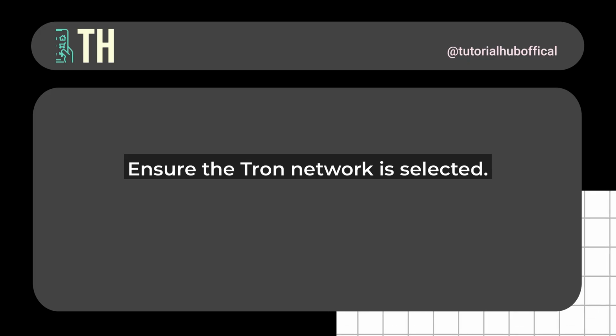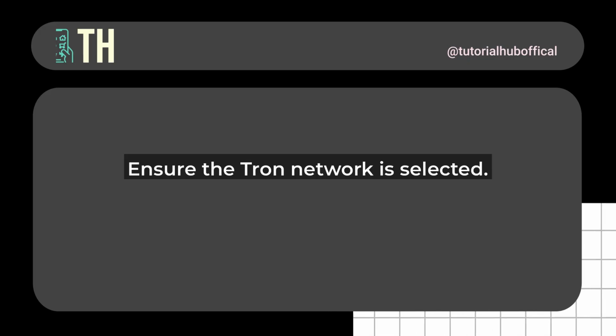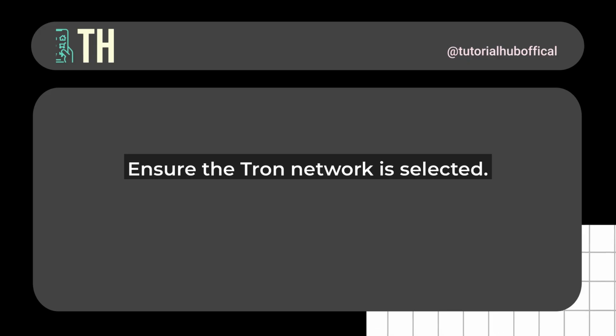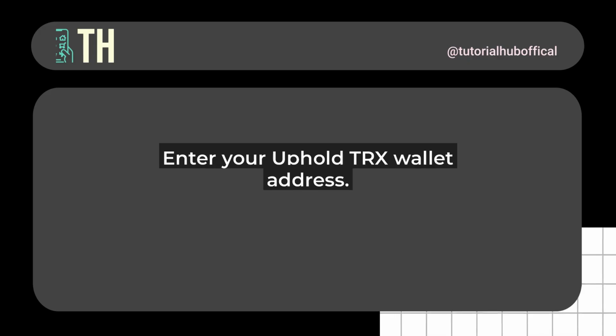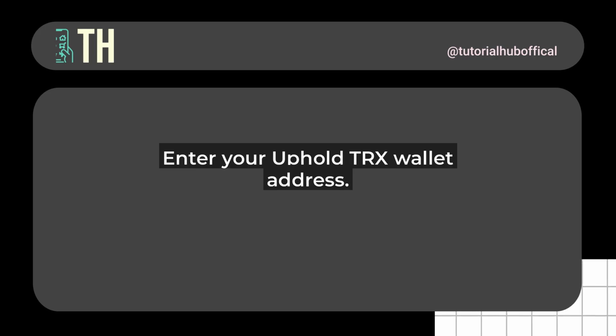Now, enter the Uphold wallet address where you want to send your TRX. You can find this in your Uphold account under the TRX wallet section. Double-check the address for accuracy. It's a good idea to copy and paste it directly to avoid any typos. Then, input the amount of TRX you want to transfer.